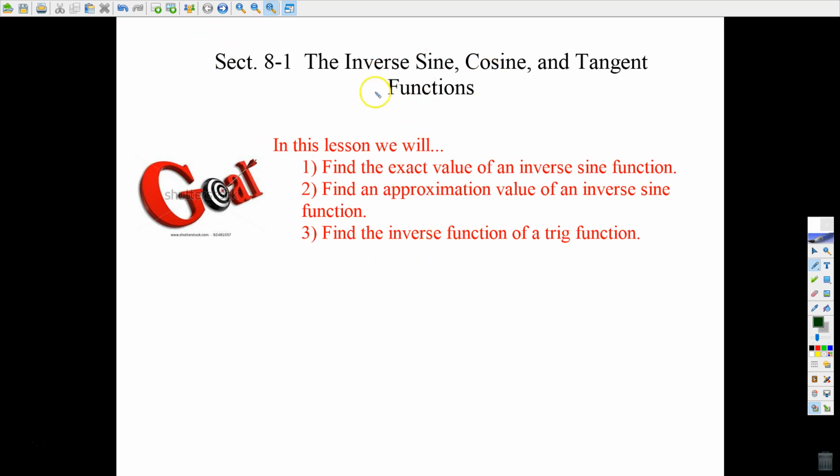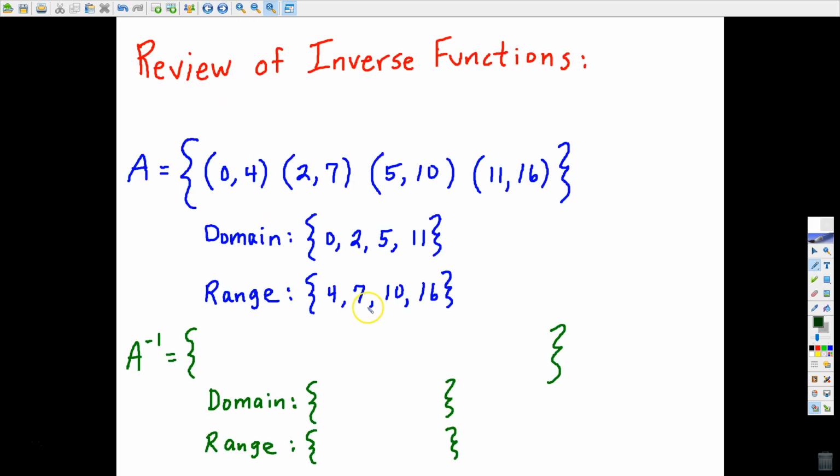And the concept of inverse functions we've dealt with in the past, we dealt with in Algebra 2, but maybe just a quick review of inverse functions would be helpful as we lay some groundwork for what we're going to be doing in this lesson. So let me just do a quick little review of inverse functions.